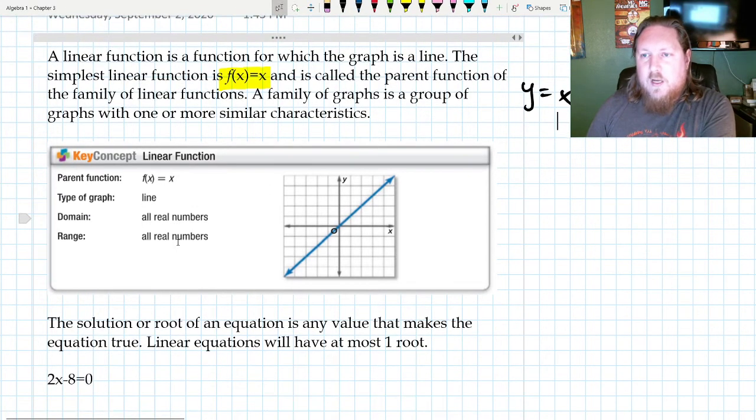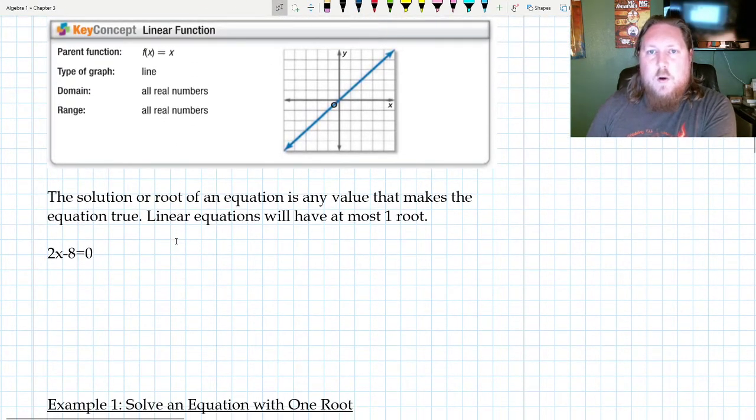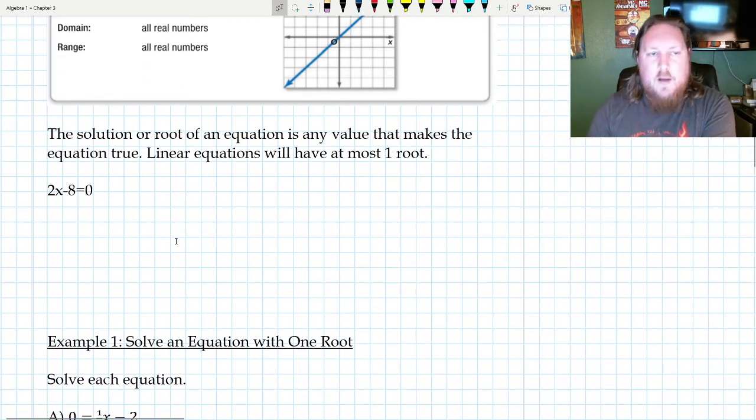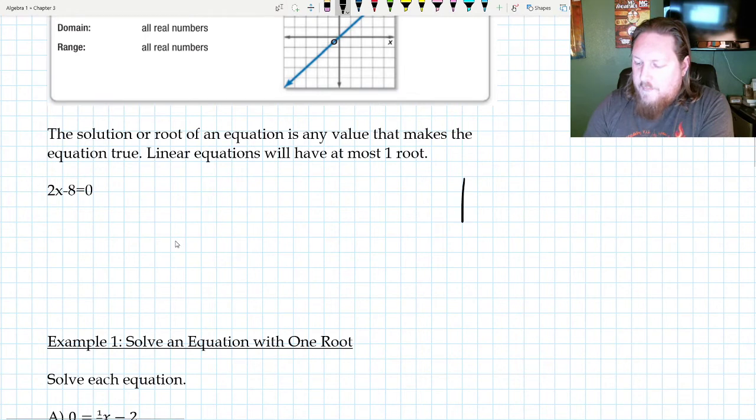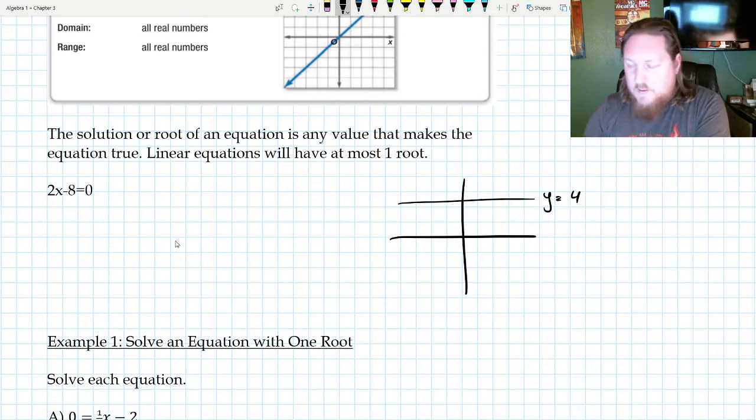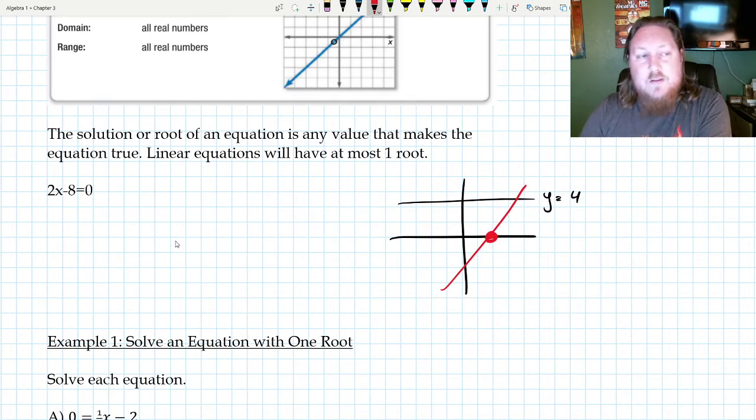What we really care about today are things called roots. Whenever you make a graph, unless it's a horizontal line, like if it's y = 4 or something like that, it's horizontal. But whenever you have any other graph, at some point, it's going to cross the x-axis. And that is what we call a root.